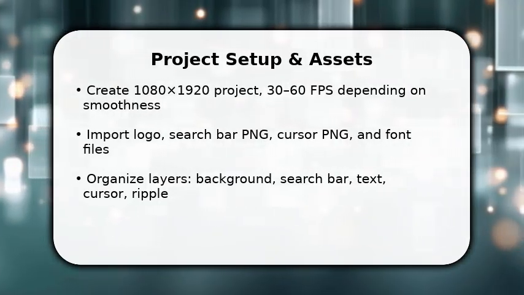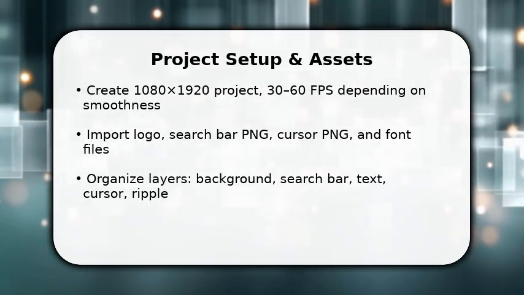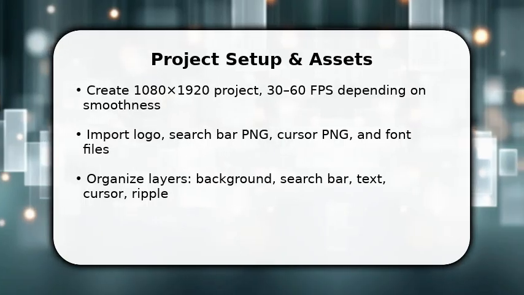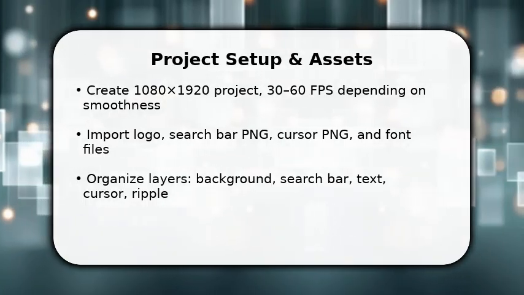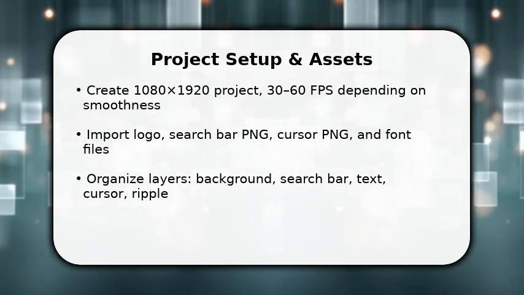Once imported, place the background layer at the bottom and add the search bar above it. This makes compositing predictable. You do this now to avoid layer conflicts later. Make sure to name layers clearly so you can animate the bar, text, ripple, and cursor without guesswork.